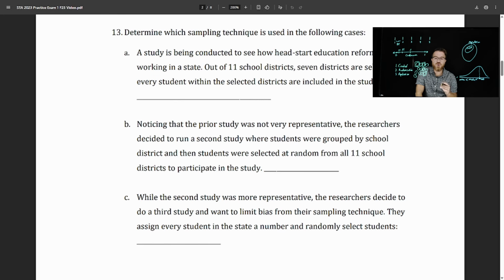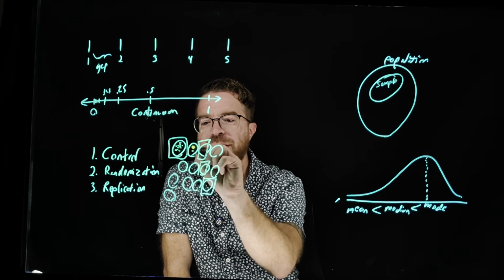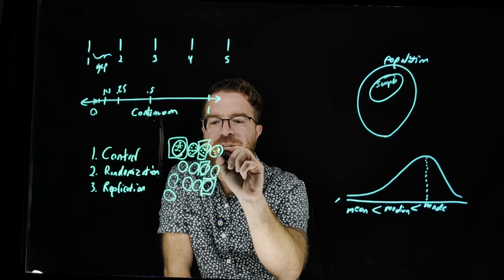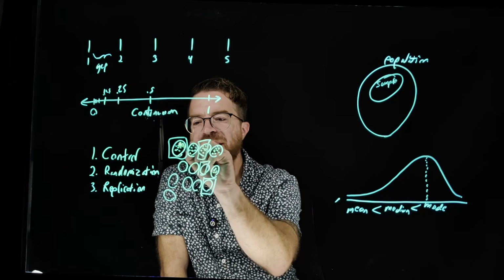where students were grouped by school district, and then students were selected at random from these 11 school districts. So in this case, in each of these school districts, you have all the students that make up the district. And we are using some method, didn't specify, but probably simple random sample within the districts to select specific students.